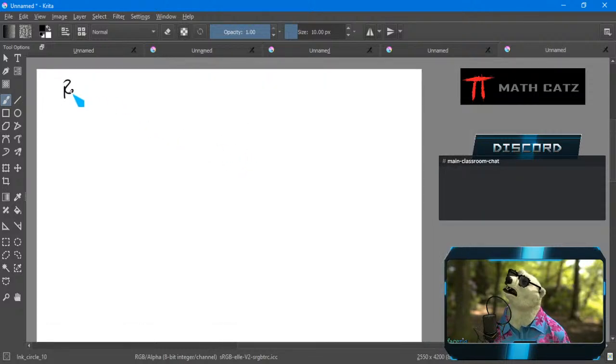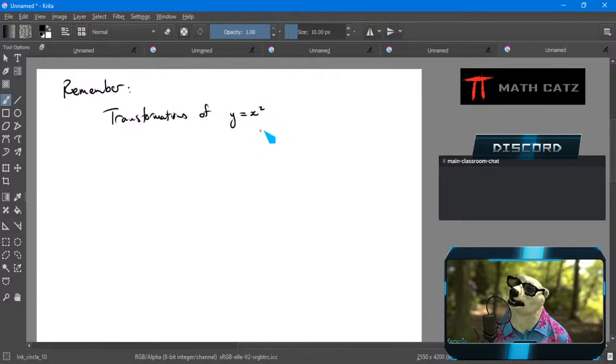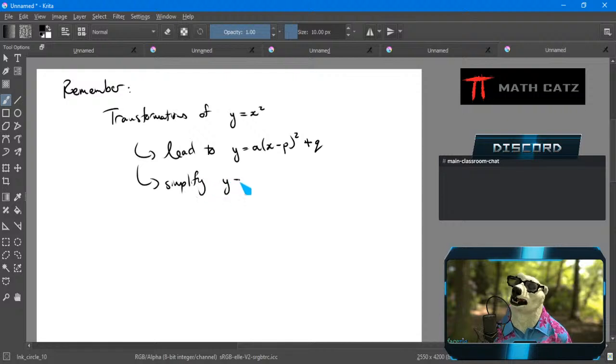So, just like, if I remember, I had my transformations of y equals x squared can lead to, when I look at the transformation version, a(x minus p) squared plus q, and when I simplify it, I have the general form y equals ax squared plus bx plus c.